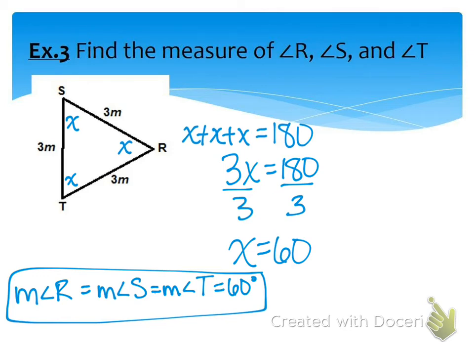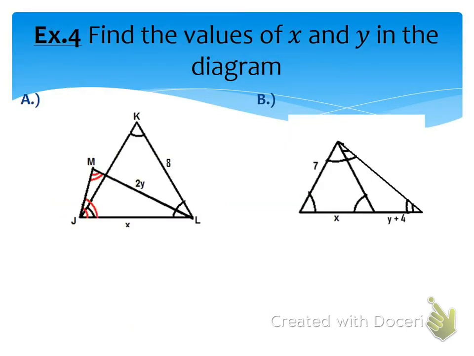Questions, concerns? Okay, this is only for equilateral, equiangular. So this is not something that you can apply to other triangles. Just because an angle isn't listed does not mean that you can say it must be 60 degrees. So don't do that. It's very specific to these triangles.